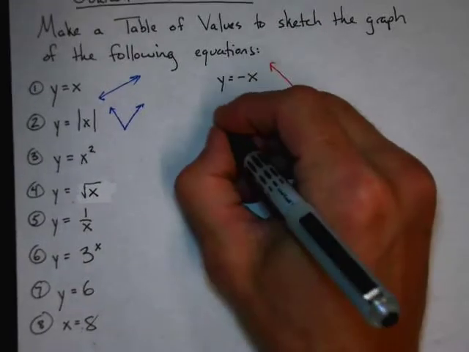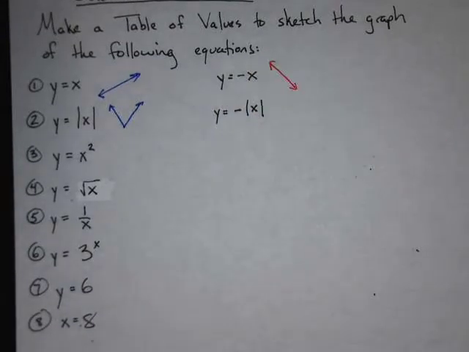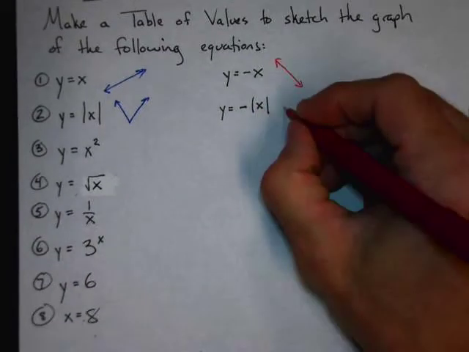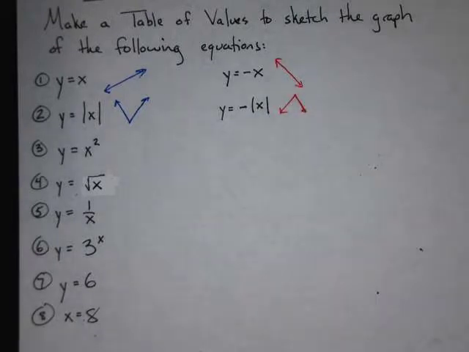What if I had the negative absolute value of x? It's going to look awfully similar, but it's going to be an upside down V. And so knowing that piece of information is going to be helpful for the entire concept of Algebra 2.